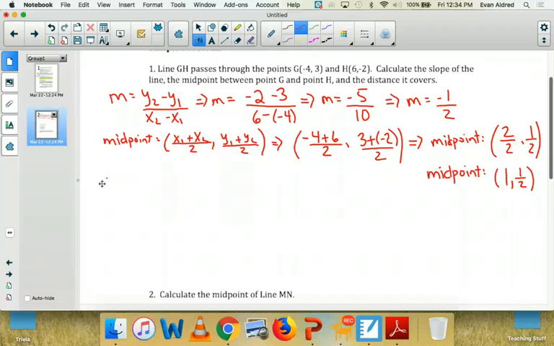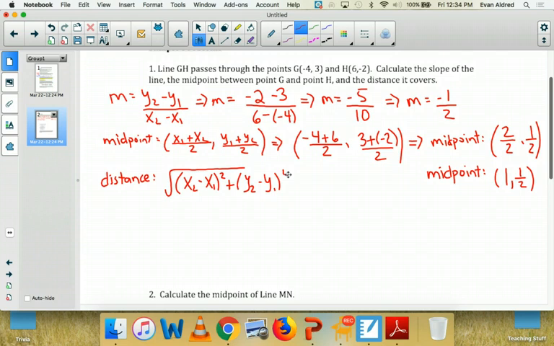Now the last one that we'll do is distance. Distance has the more confusing formula, but that doesn't mean it's more confusing. It just means that it's going to get a little bit messier maybe as you're working through. So distance, x2 minus x1 squared plus y2 minus y1 squared. So now we're just going to plug in our values, and away we'll go. So x2 is 6. So 6 minus negative 4 squared plus negative 2 minus 3 squared.